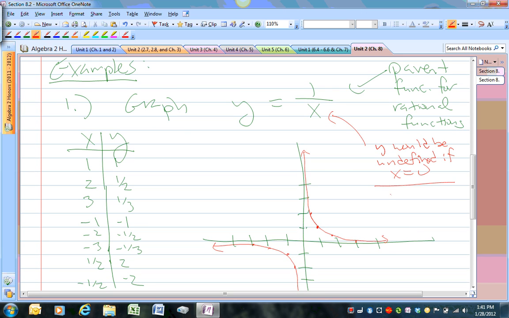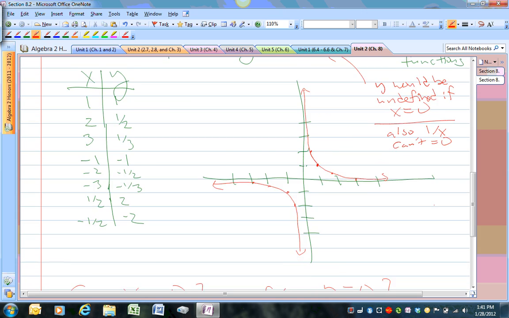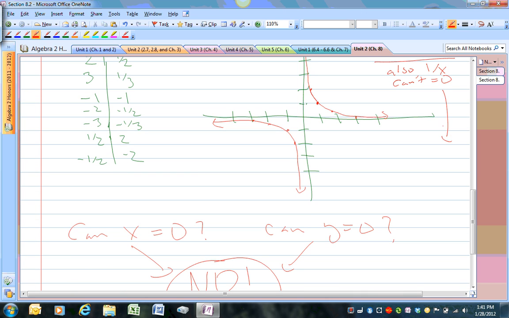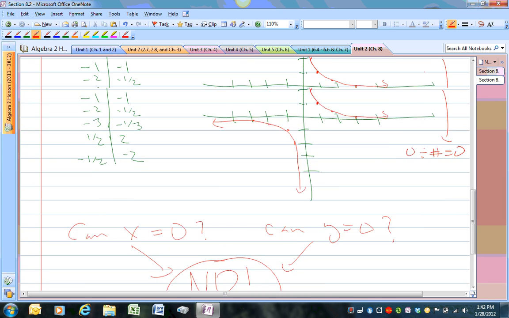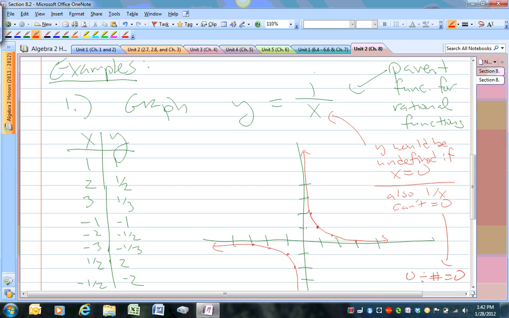Also, 1 divided by x can't equal 0, because 0 divided by a number will always equal 0, but notice that what we're dividing on top is a 1. You have 1 divided by x, so there's no way we can ever get 0. So in this case, y can never equal 0, because 1 over x can't equal 0. And x can't equal 0 because you can't plug 0 into the bottom of a fraction. So this means that we're going to have two asymptotes.